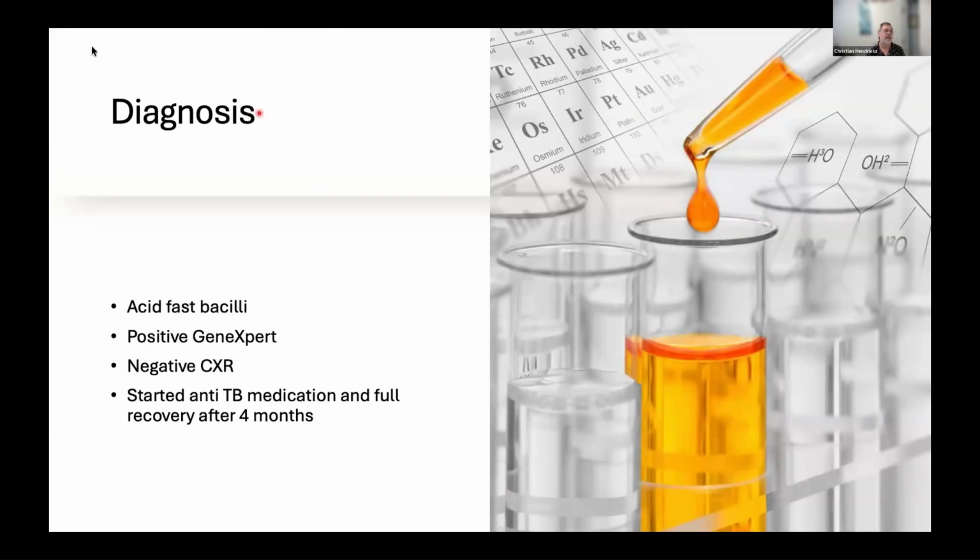And I'll take that off again. And that was sputum that showed acid-fast bacilli. There was a positive GeneXpert test. Chest x-ray was actually negative. And it was confirmed this is a patient with unusual presentation of neurological TB, but after TB medication made a full recovery after 4 months.